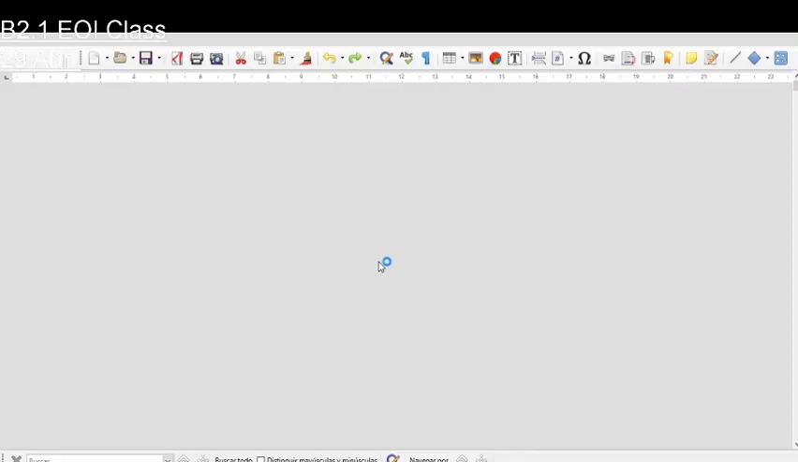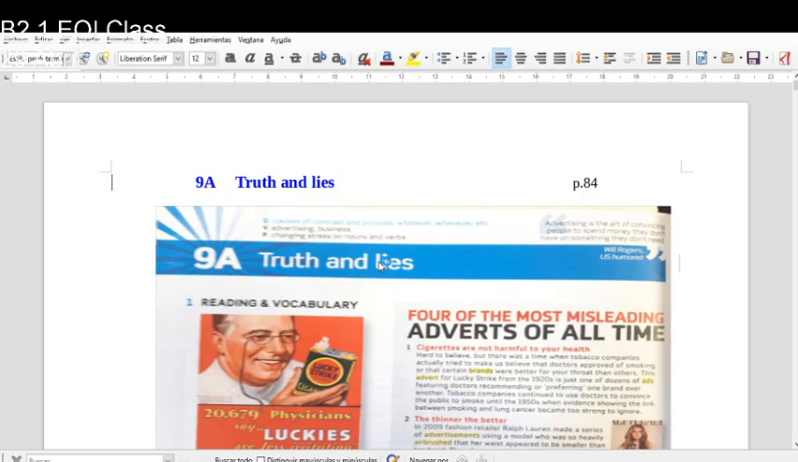Open your books on page 84, Truth and Lies. Everybody, ready? Here we are. And let's start. Here it is. Page 84, Truth and Lies. This is the topic and this is the page.